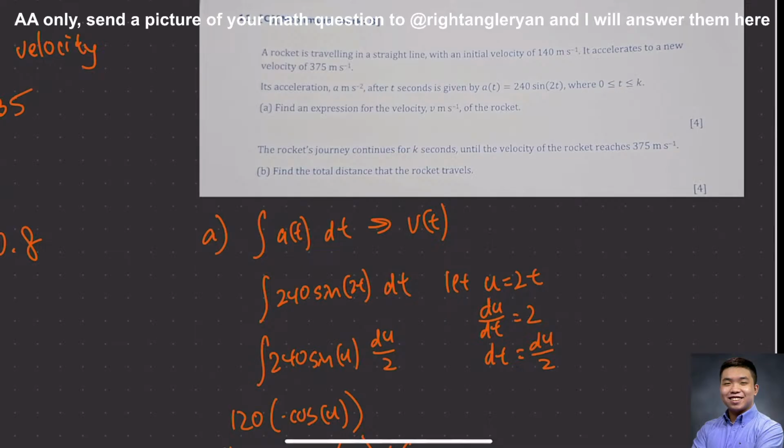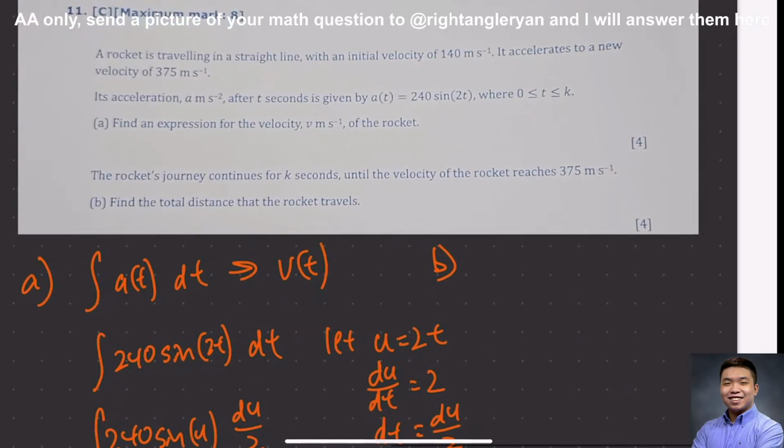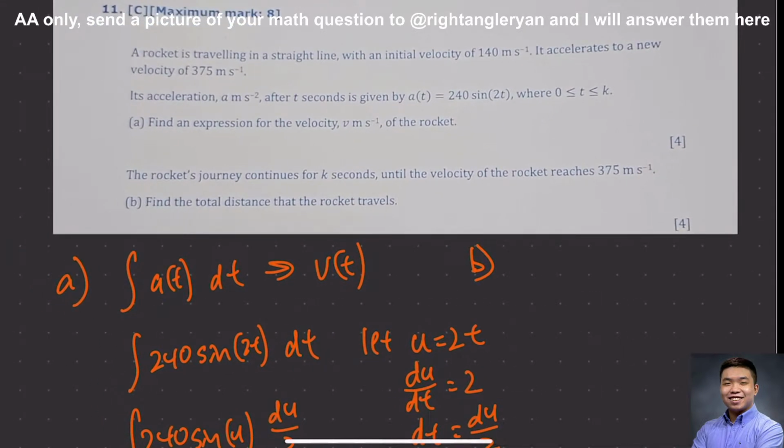Part B. Find the total distance that the rocket travels. The rocket's journey continues for k seconds until the velocity of the rocket reaches 375 meters per second. Find the total distance.